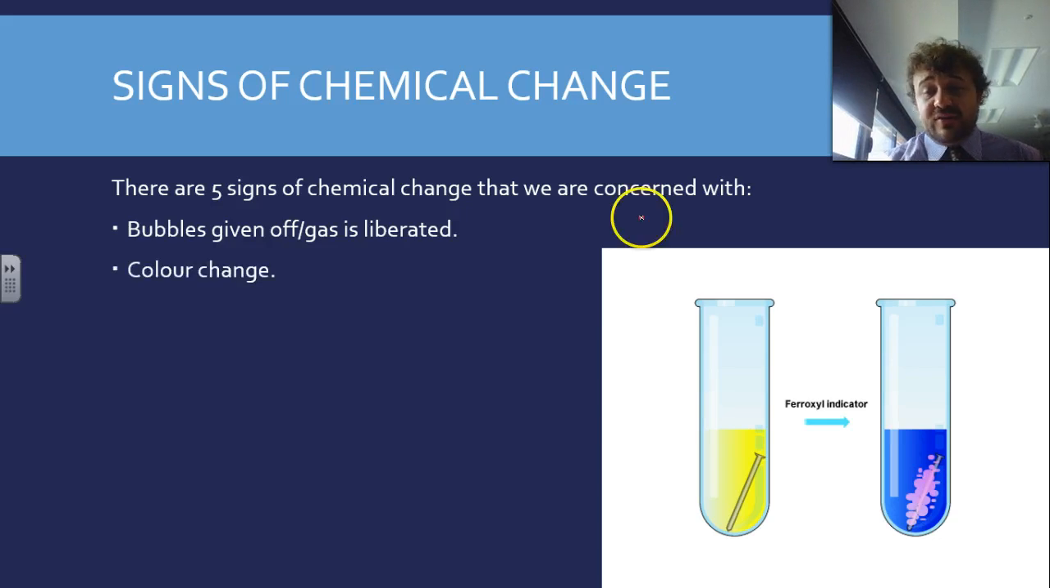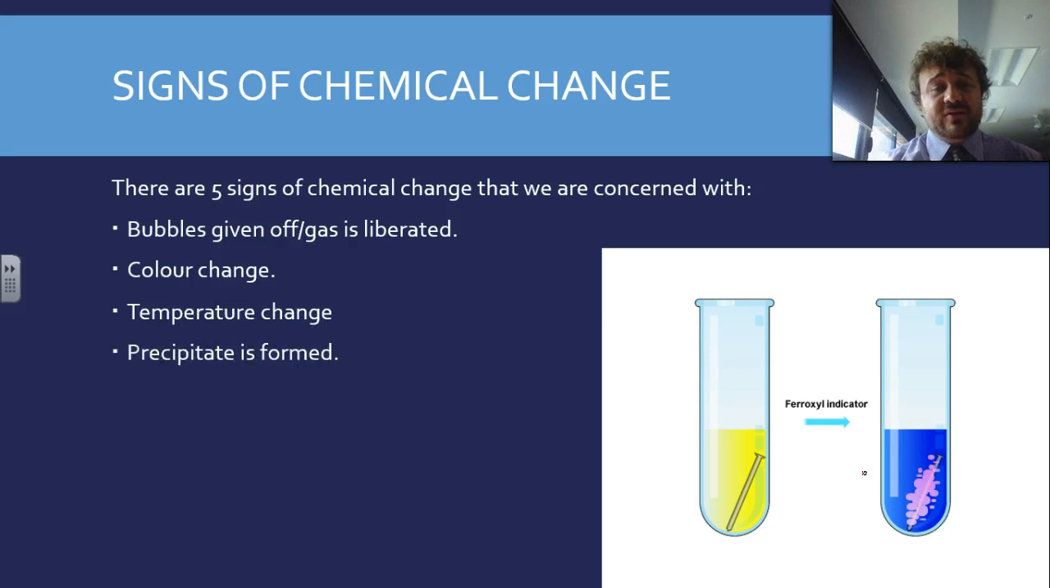Next one's a colour change, and we see that right here. By the way, not all of these, but colour change, for example, is a sign of change in chemical properties. Temperature change, okay, that's to do with the energy of a reaction. A precipitate is formed, that's the other one we see here. So we can now see a solid has appeared around the nail there. Light is given off. There are 5 changes, okay, so let's go through those step by step.